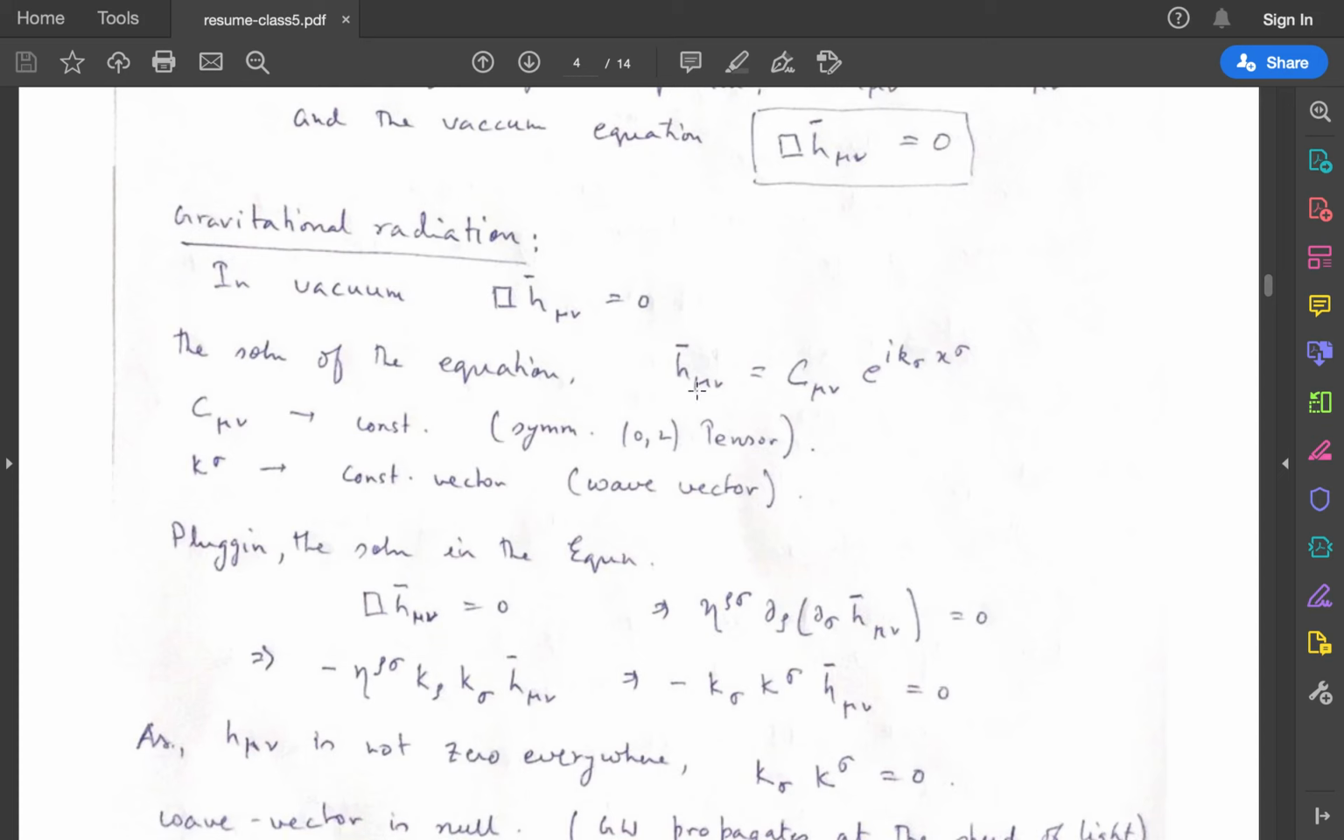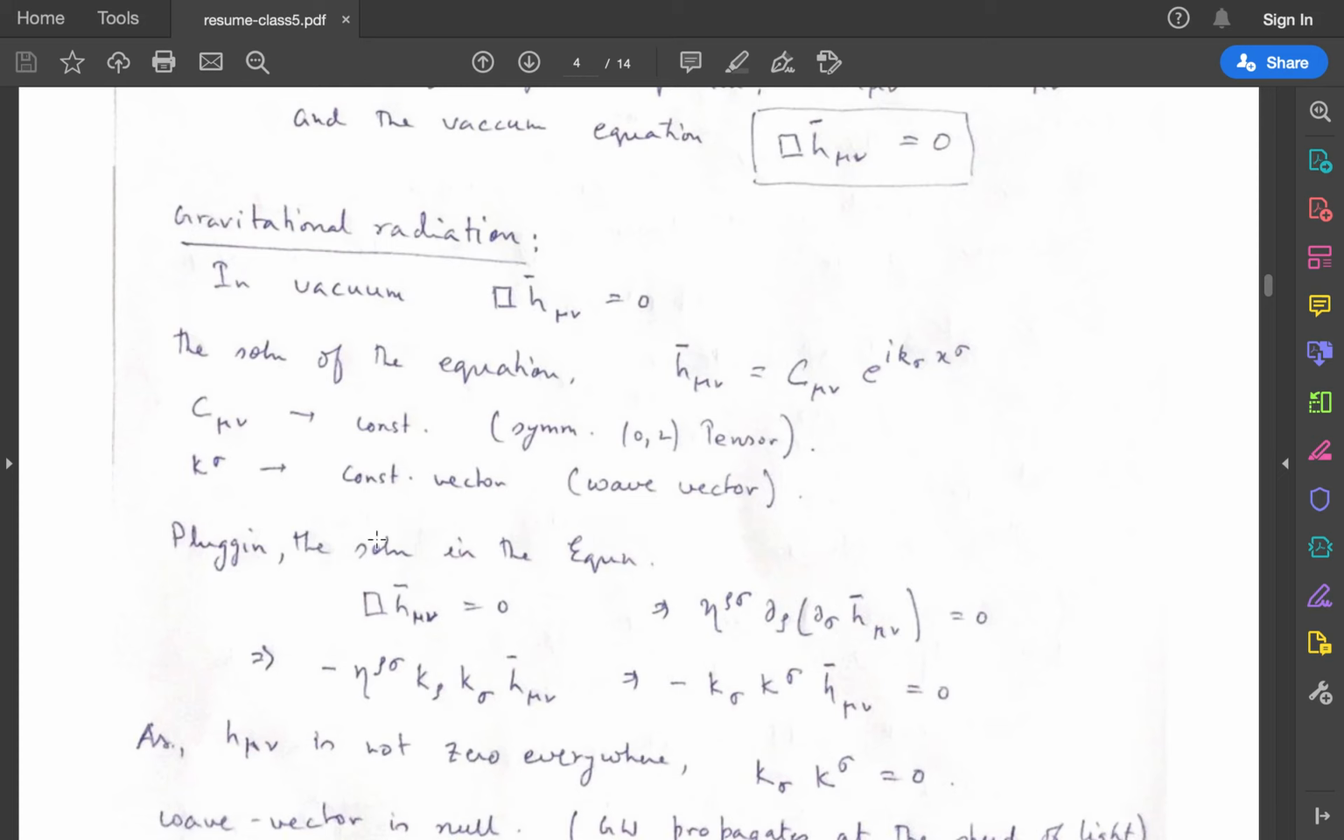So we assume that h̄_μν equals some constant C_μν, which is a symmetric (0,2) tensor, times exponential i k_ρ x^ρ. Okay, and k_ρ you can identify with a wave vector. This is also a constant vector, known as the wave vector. So we have a vector and a tensor defining this solution of the Einstein equation in vacuum.